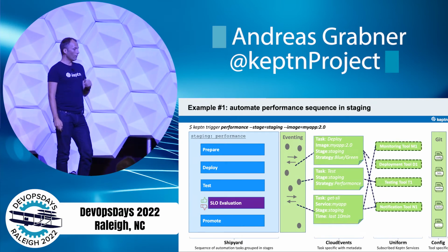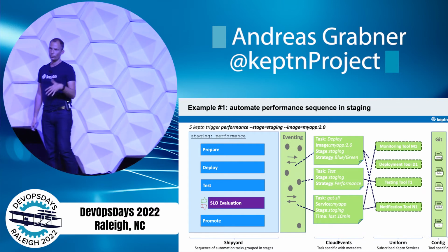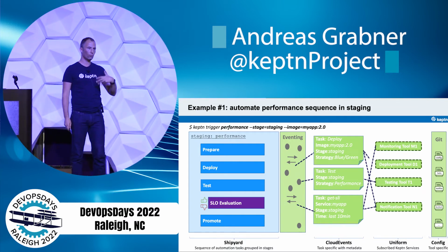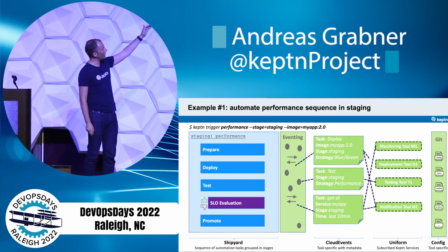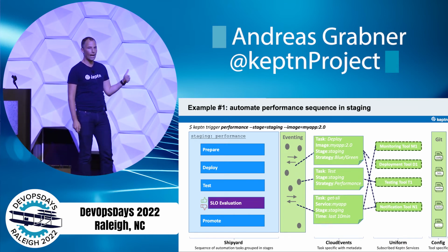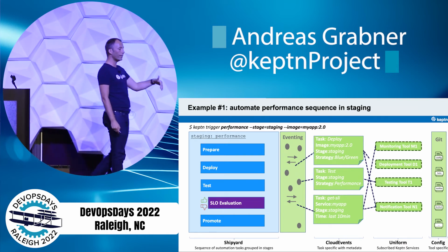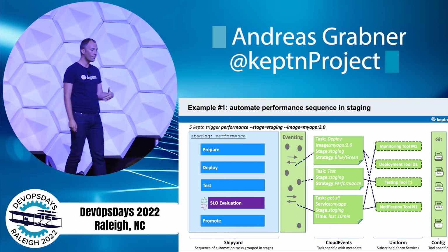So, to give an example, performance sequence in staging. I told you a number one use case is quality, actually. Right? So here I have my stage, and I want to have a performance sequence where I say deploy, test, evaluate. When you now say Keptn, we have a CLI and also an API, you can say Keptn trigger the performance sequence in the staging, and here's a certain image.